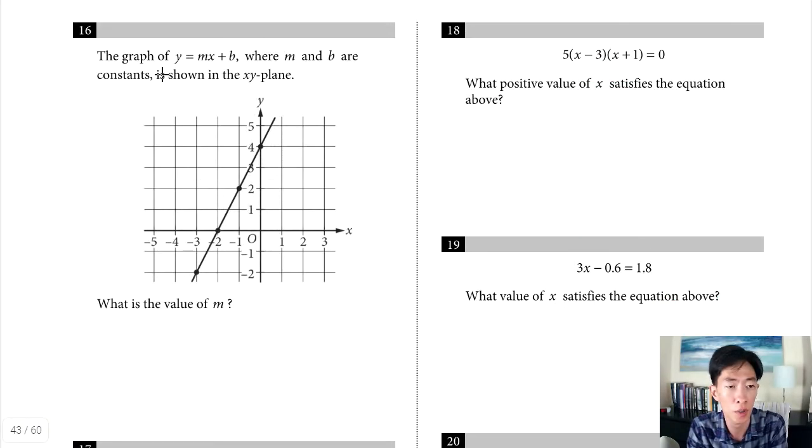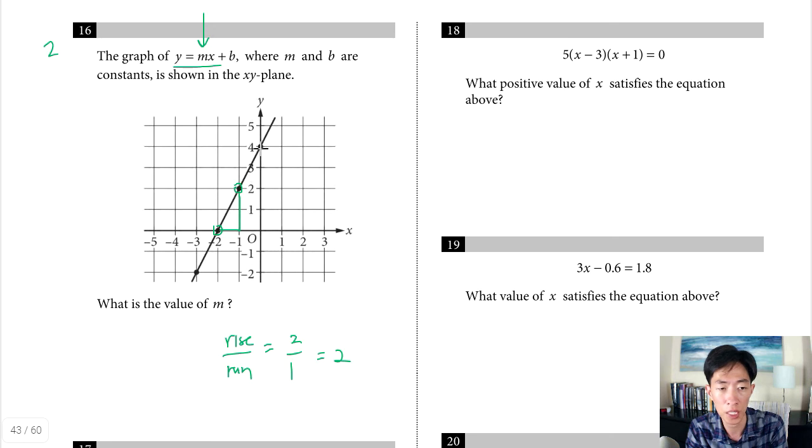Question 16. The graph of y equals mx plus b, where m and b are constants, is shown in the xy plane. What is the value of m? So based on the equation, this is slope-intercept form. M is going to be the slope of the line. What is the slope? The slope is rise over run, or the change in y over the change in x. To find the slope, given that we have the line, I'm going to take any 2 points, such as this one and this one. To calculate the rise, or the change in y, I'm going to draw a triangle. The rise is 2, and the run, the change in x, is 1. So the slope of this is going to be 2, and that's the answer.